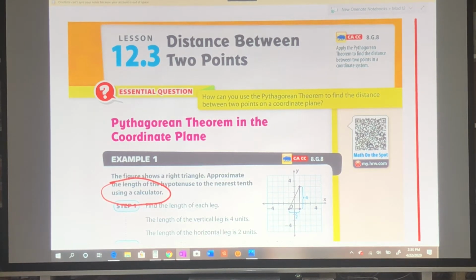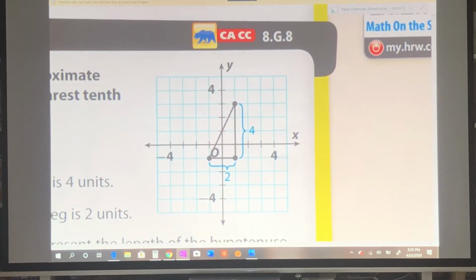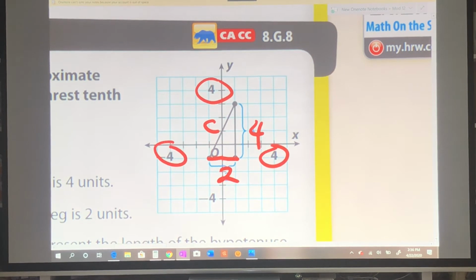Okay, find the length of each leg. Well, you can count on here because you got boxes. You can go 1, 2, 3, 4. That's 4. To find the other side, it's 1, 2, it's 2, and you're finding C. As long as that grid's there, and they already gave you numbers here to tell you what it's going up by, makes it easier, doesn't it? Okay.